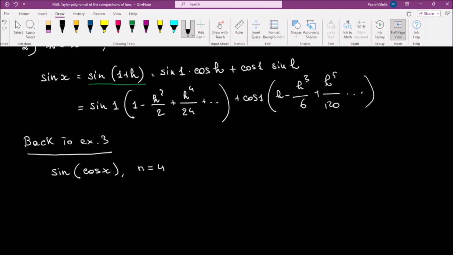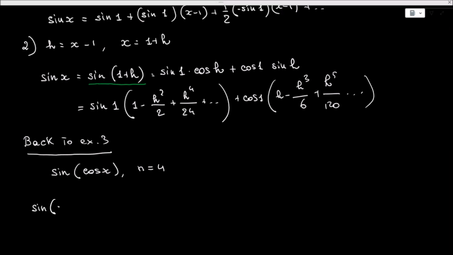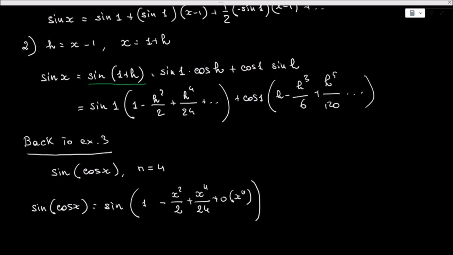Okay, so sine of the cosine of x can be written as sine of, if we expand the cosine, 1 minus x squared divided by 2 plus x to the 4 divided by 24 plus little o of x to the 4th. And there is no point in considering other terms, because clearly we need to expand up to n equal 4. Now, notice that this can play the role of plus h.